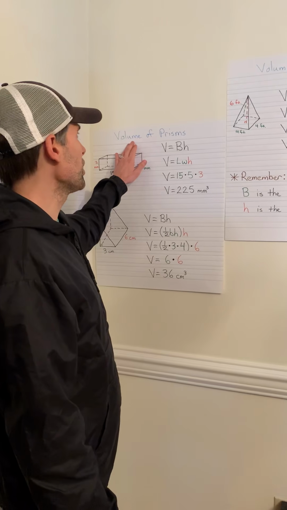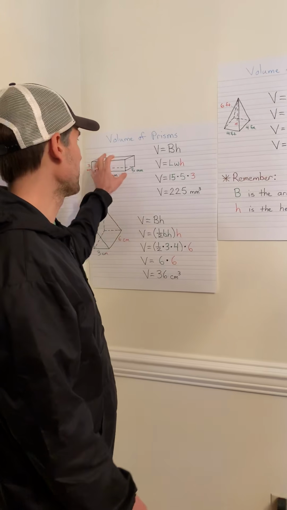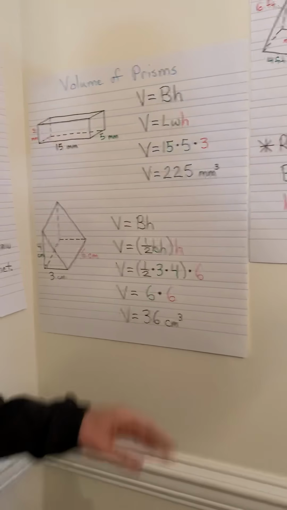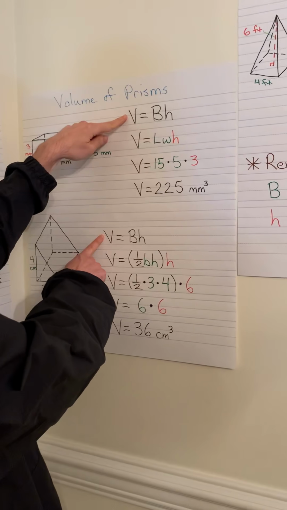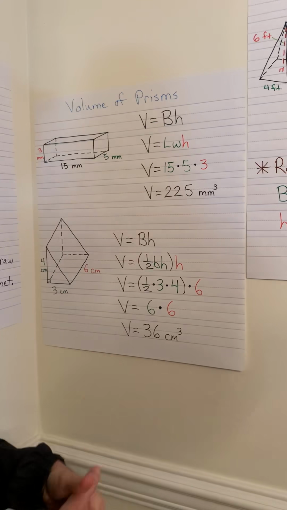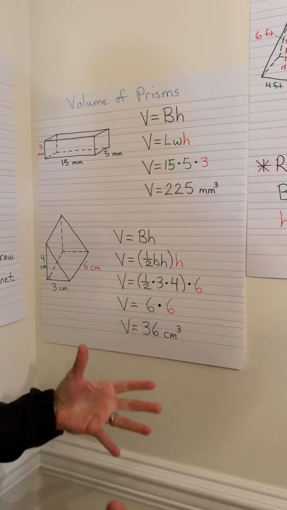So we're talking about volume of prisms for this particular anchor chart over here. We've got a rectangular prism and a triangular prism. We'll focus on the rectangular prism first. Now notice that it's the same formula for both of them. That capital B, similar to what we talked about in the previous video in terms of surface area, is going to stand for the area of the base.